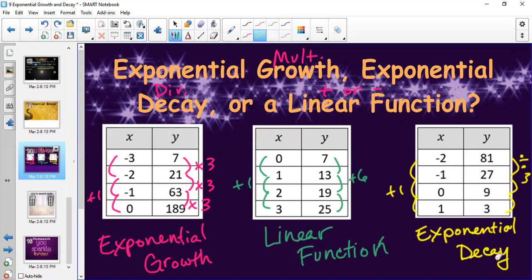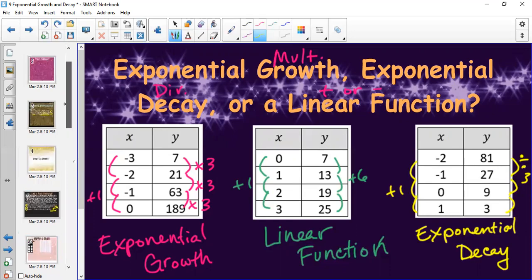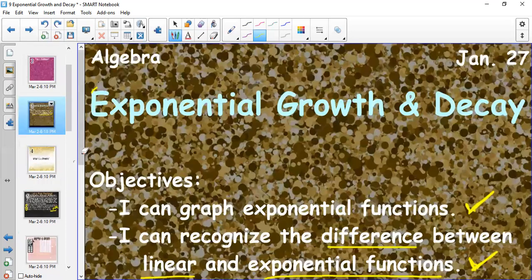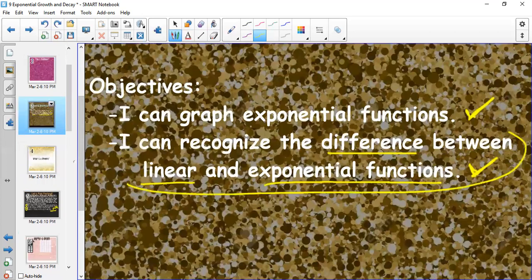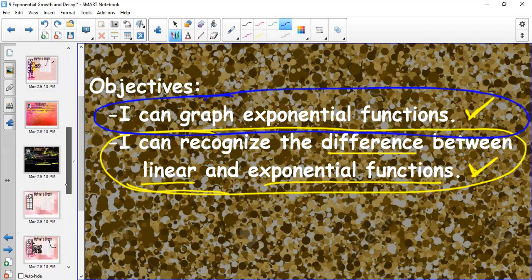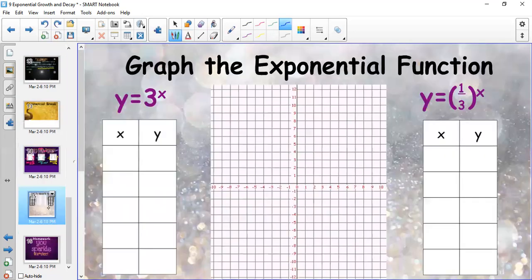Okay, and that covers the second standard that I told you guys about, which says I can recognize the difference between linear and exponential functions. So we covered that one. Let's go back. I know we already graphed some, but let's go back to this first objective and practice graphing a few more. And you will have to do this on your homework tonight, okay?